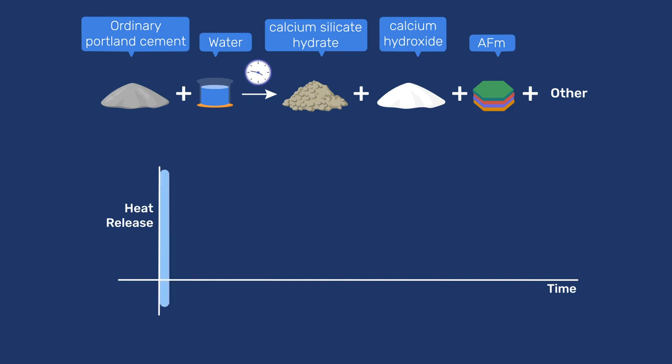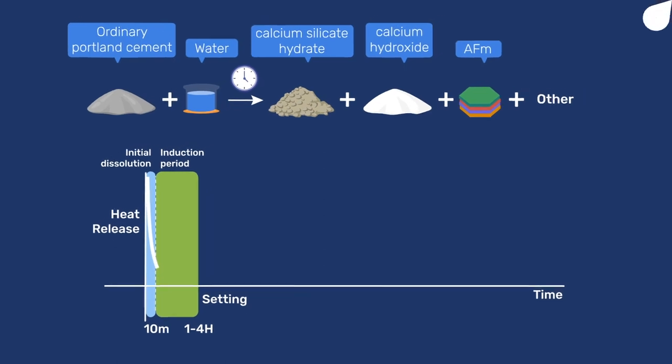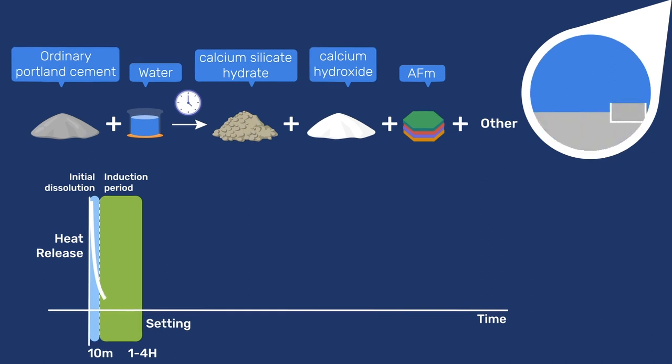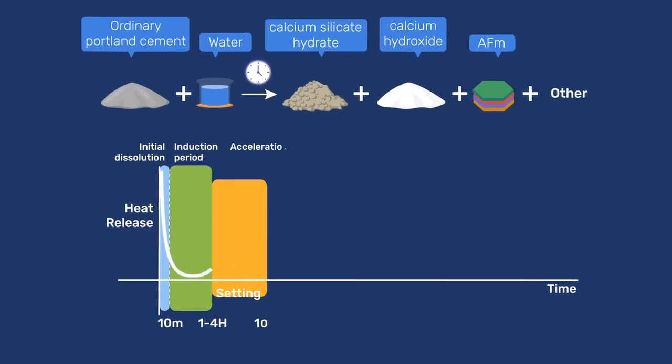The initial stage corresponds to a fast dissolution, releasing a lot of heat very rapidly, but slowing down also very quickly. This is followed by a second phase, characterized by a slow but non-zero reaction rate called the induction period. This is very useful in practice as the material remains workable and castable during this time. This period ends after 30 minutes to a few hours, after which the reaction enters the so-called acceleration period.